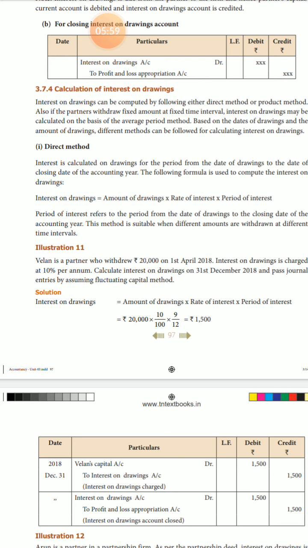Interest on drawing goes to the profit and loss account. Everybody already studied this in 11th standard. In the profit and loss account, income is entered only on the credit side. Loss or expense is written only on the debit side.